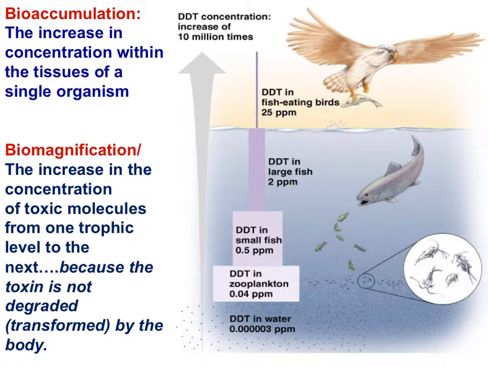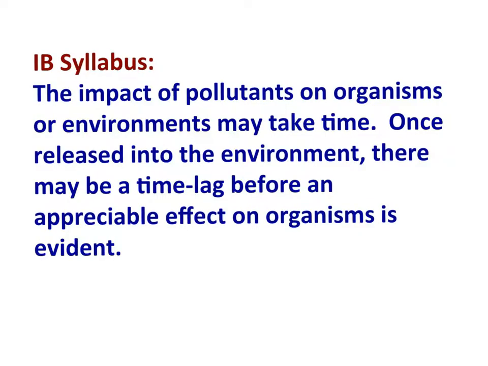There is evidence that DDT, or a derivative of DDT known as DDE, accumulates in the fatty tissues of animals. This is known as bioaccumulation. Once in the tissues of organisms in the lower trophic levels, the toxin magnifies up the food chain. This is a concept familiar to you, and you should be able to distinguish bioaccumulation from biomagnification. And here is a relevant IB syllabus statement.